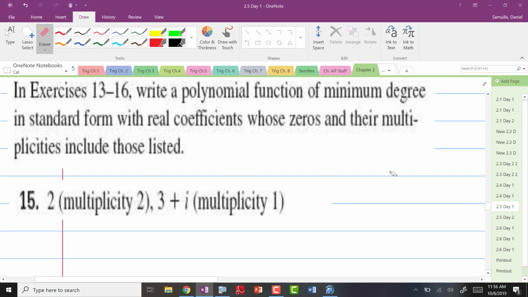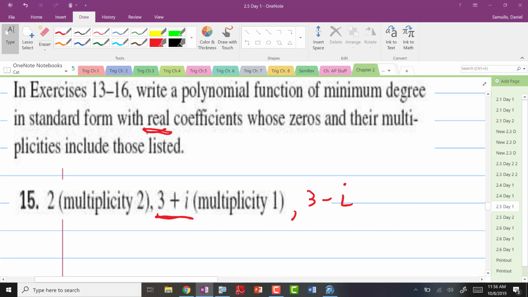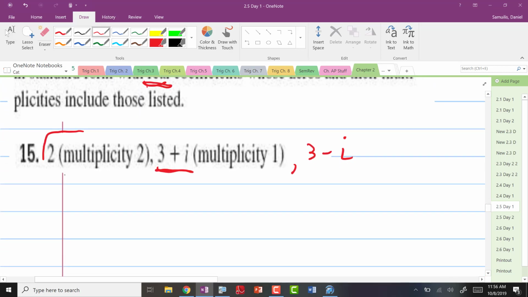So again, real coefficients. I lost my pen. Real coefficients. So what do you know about 3 plus i being a 0? 3 minus i must be a 0. All right? And then, what do you know about multiplicity 2? How many factors should I write for this 0? 2, or squared. This one's only multiplicity 1, so you just write it once.